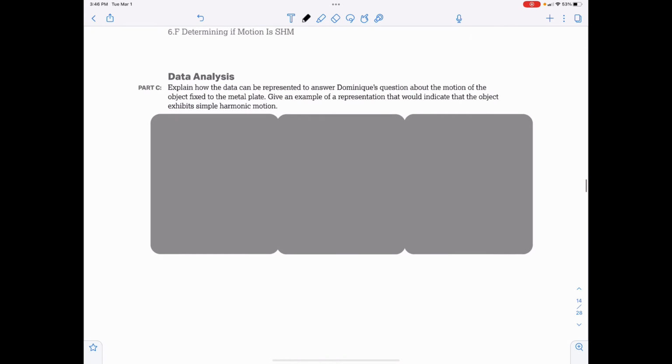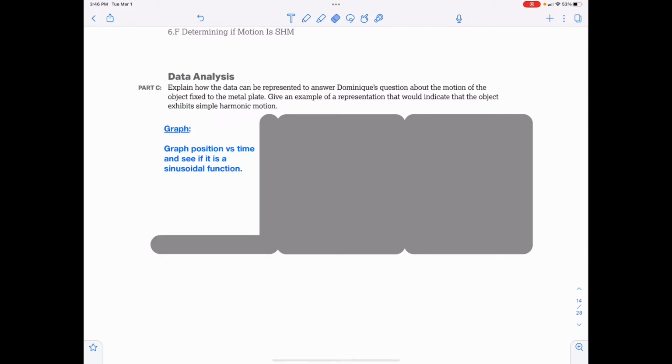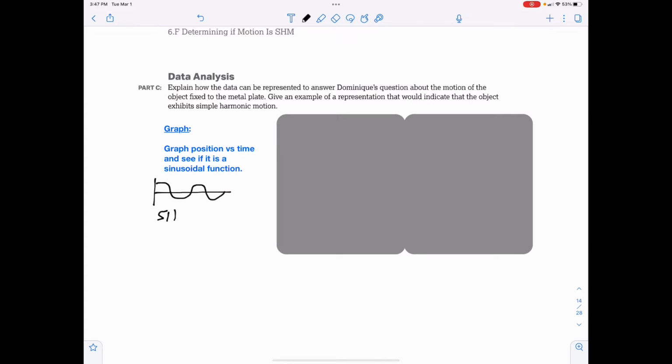Part C, explain how the data can be represented to answer Dominique's question about the motion of the fixed object to the metal plate. Give an example of the representation that would indicate the object exhibits simple harmonic motion. Well, you have a motion detector. If the graph is sinusoidal, it's simple harmonic motion. If it's not, then it isn't.